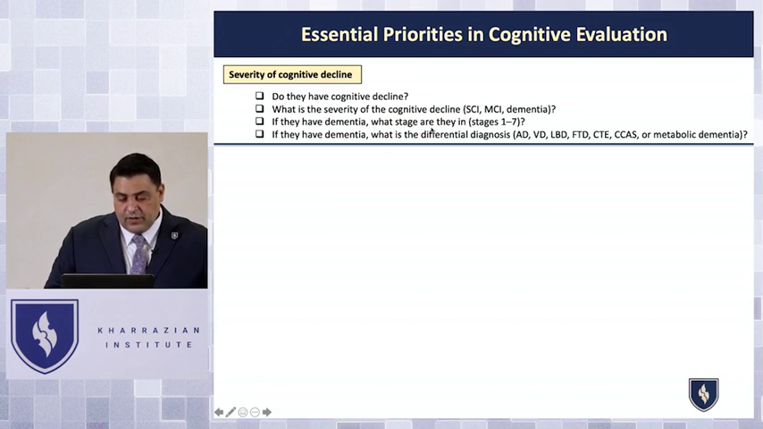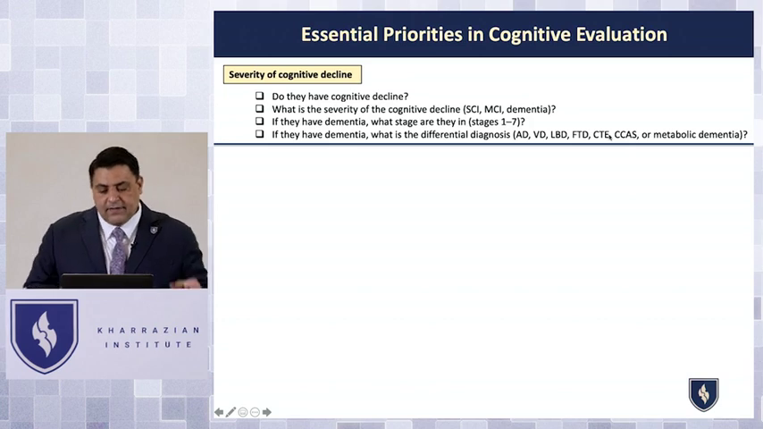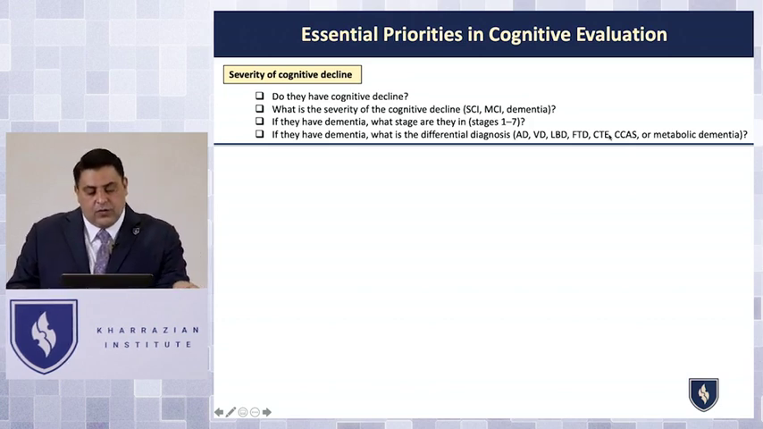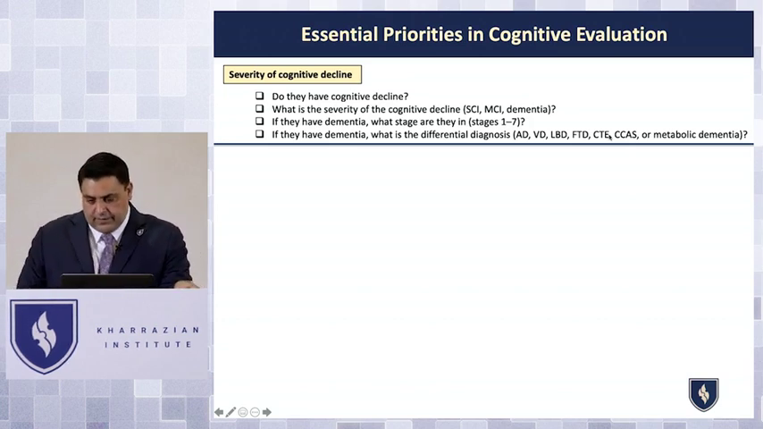And if they have dementia, what stage are they in? We'll go through stages 1 through 7 in a chart. And if they have dementia, what is the differential diagnosis? Is it Alzheimer's disease? Is it vascular dementia? Is it Lewy body dementia? Is it frontotemporal dementia? Is it chronic traumatic encephalopathy? Is it cerebellar cognitive affective disorder, or is it a metabolic dementia caused by things, or is it a mixed dementia with these various mechanisms? So that's how you do a thorough initial workup, understanding the severity of their cognitive decline.